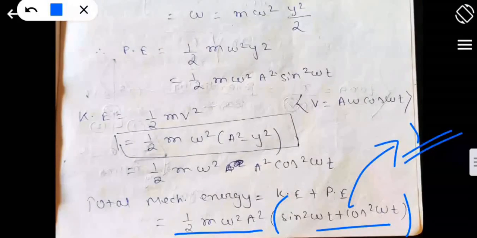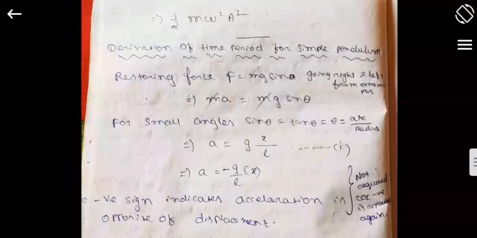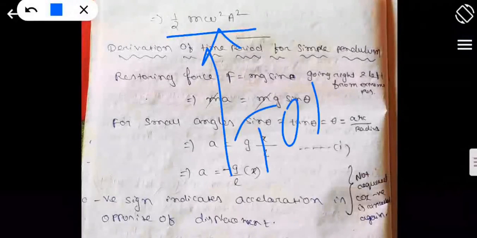So what is the total energy involved? Half m omega square into a square. So the formula involved here is half m omega square into a square. This is known as the total energy involved in the process.